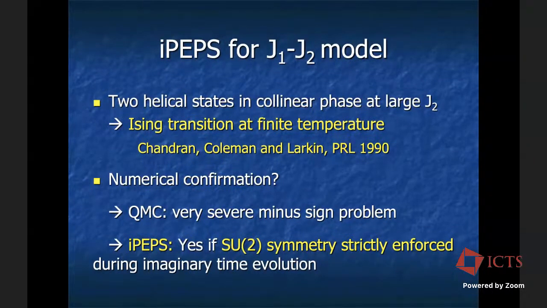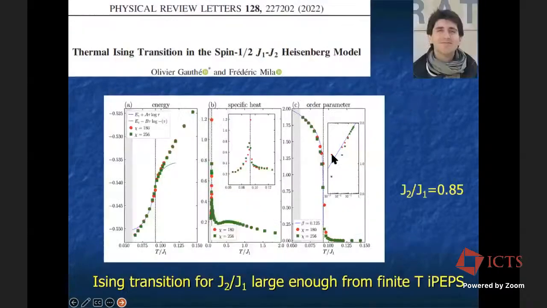So we decided to try iPEPS. It was trickier than we hoped, because the standard algorithm has some pitfalls. In particular, if one doesn't implement SU(2) symmetry during the imaginary time evolution, one has some artifacts where the SU(2) symmetry is broken at finite temperature. This is an artifact of the simulation, and one has really to fight against it to be able to avoid it, because in most cases it occurs above the physical transition. But once this has been done, then it was possible to actually do simulations and identify an Ising transition.